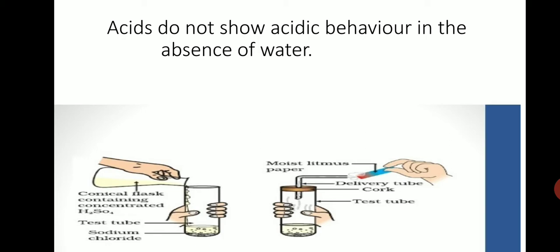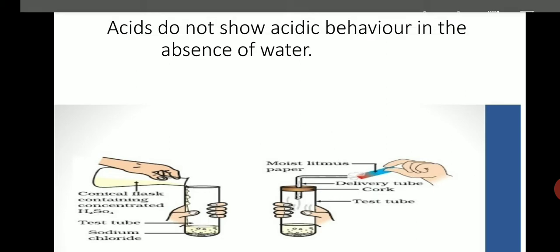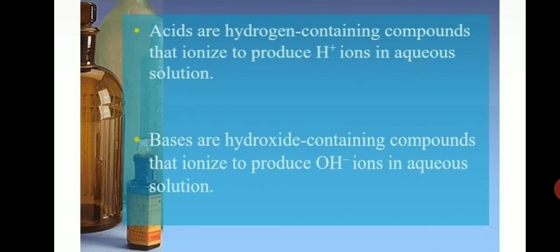Study this experiment. So we can conclude that only in the presence of water the hydrochloric acid or hydrogen chloride gas can produce or release H plus ion which changes a blue litmus to red. So we can come to the conclusion that acids are hydrogen containing compounds that ionize to produce H plus ions in aqueous solution, that is water solution.